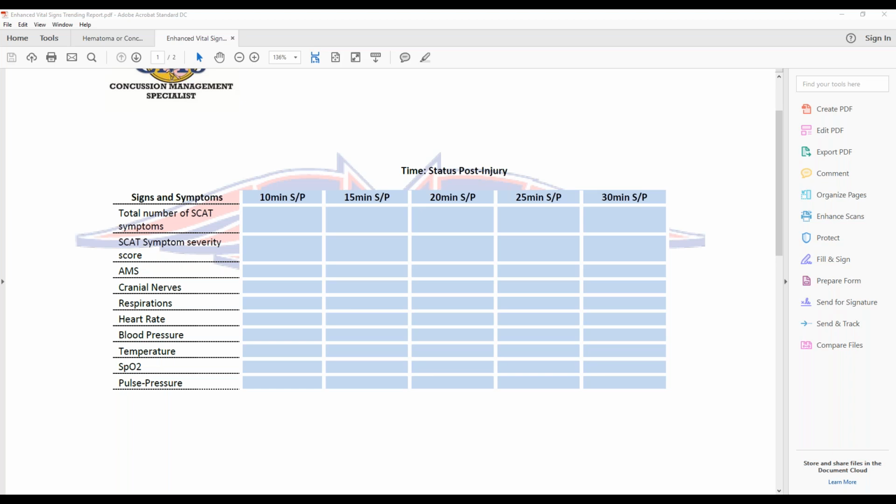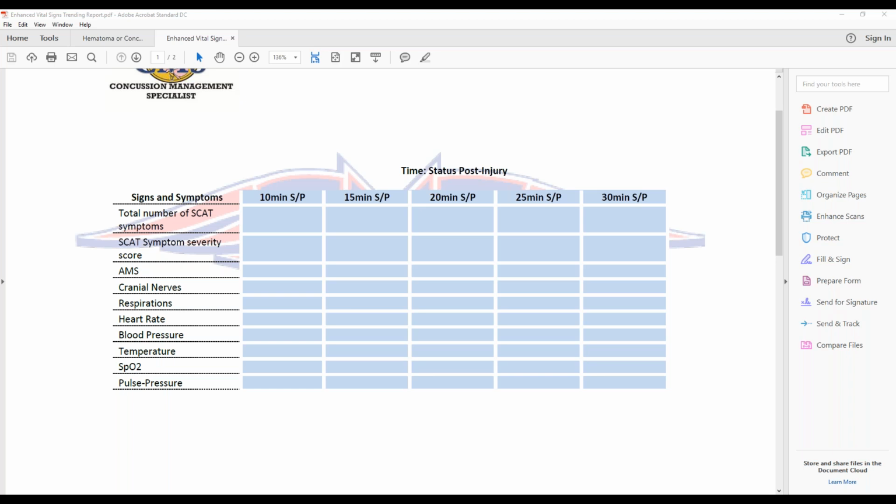and you'll see here what we're looking for. You'll see the first thing on the left-hand column as far as signs and symptoms is the total number of SCAT symptoms. So when we do the SCAT test, I'm looking specifically at that area of the SCAT that looks at the number of signs and symptoms. And I'm going to do that every 5 minutes. I'm going to ask that battery of questions every 5 minutes, and I'm going to make note of the number of signs and symptoms that the athlete complains of.